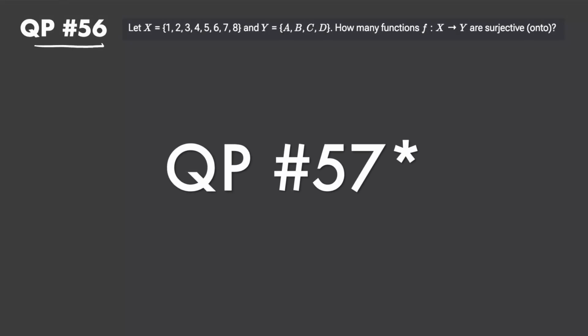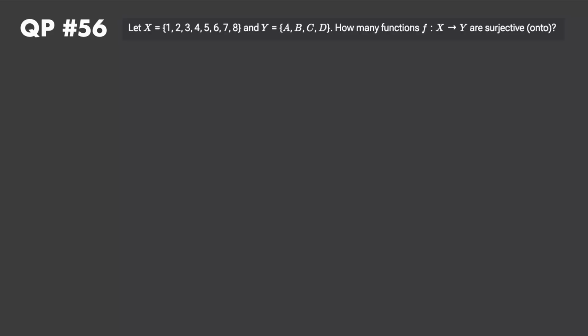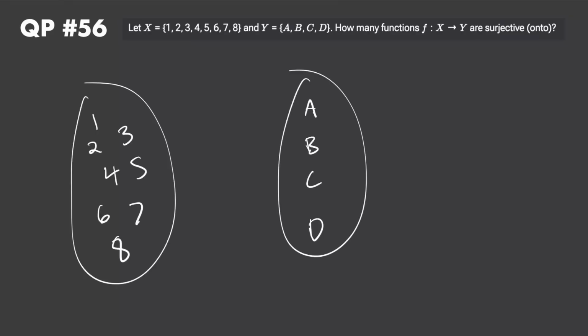And today let's take a look at Quantipose number 56, another combinatorics one and another set partitions one. So let x be this set and y be this set. How many functions from x to y are surjective? What exactly does surjective mean?